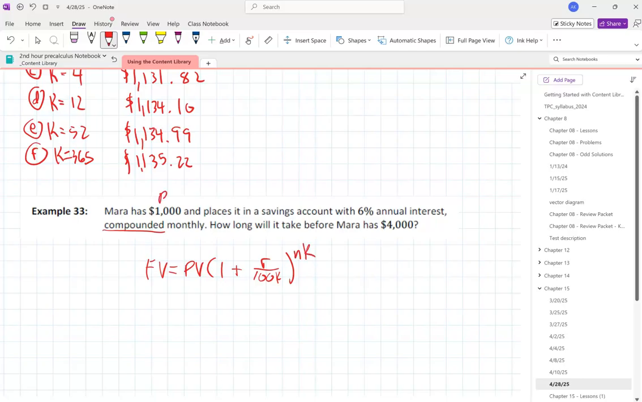I know that the $1,000 is my PV. The 6 is my R. My K is 12. And it's asking how long, so we're looking for N to have $4,000.